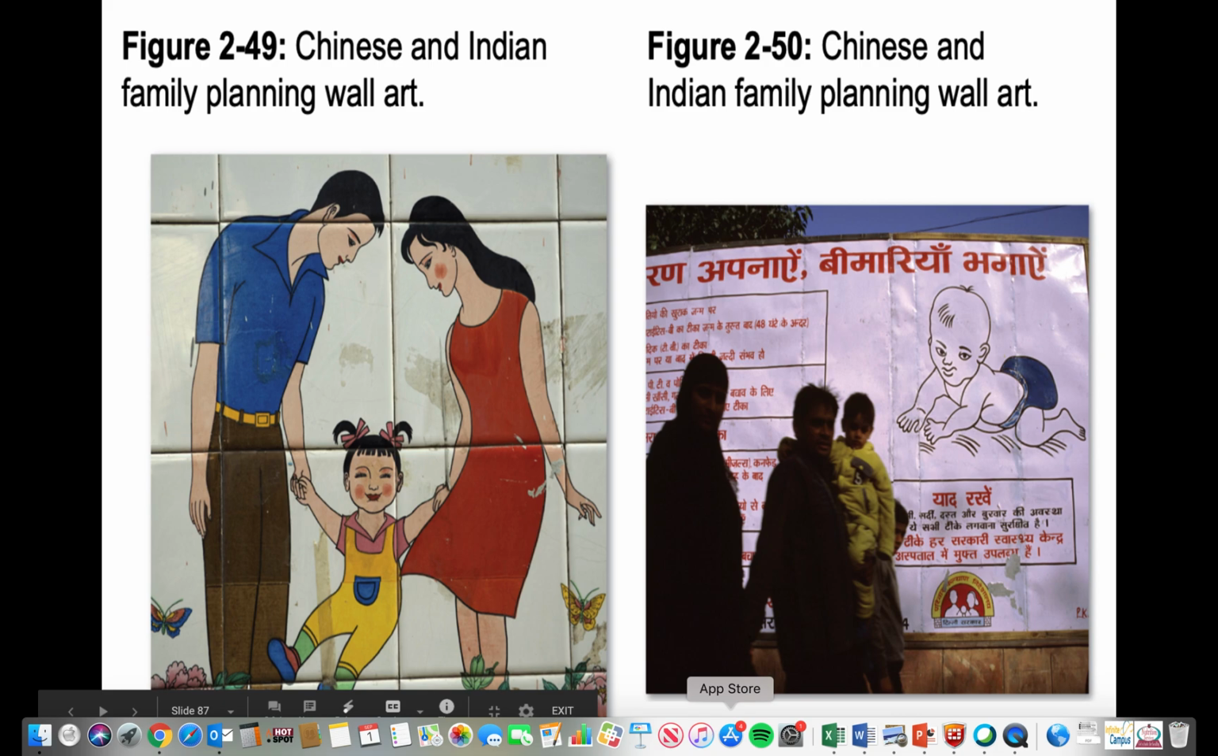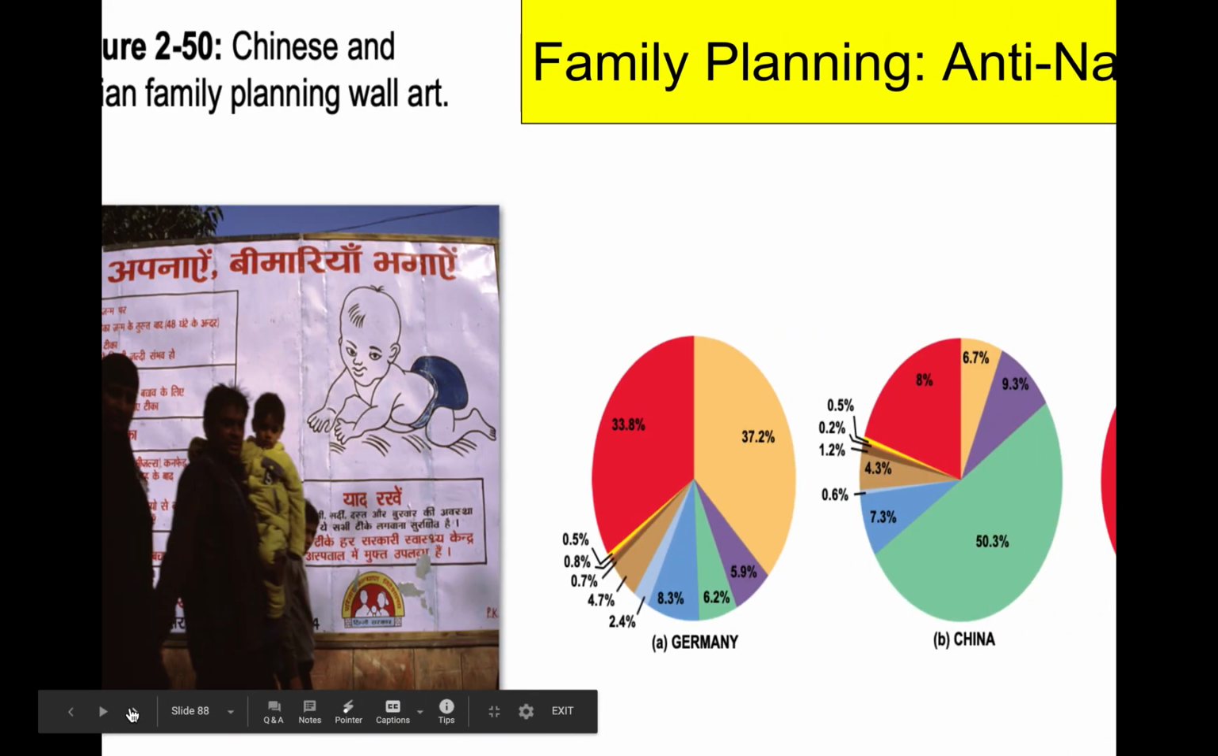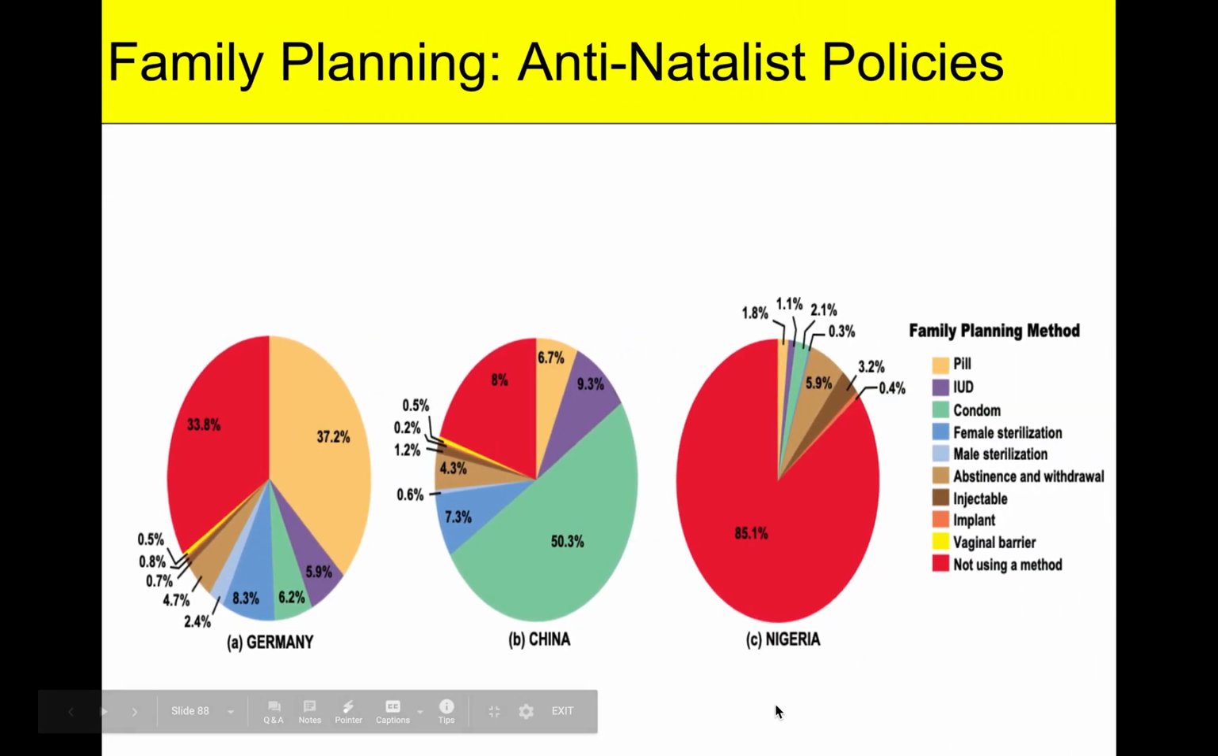We can see family planning in both India and China here with these pictures. We can see family planning, which is an antinatalist policy, is largely not used in sub-Saharan Africa because of cultural traditions. The country of Nigeria largely does not use any birth control methods. Whereas we can see the largest being in the developed country of Germany, and then family planning in China, it represents a small slice of the pie.